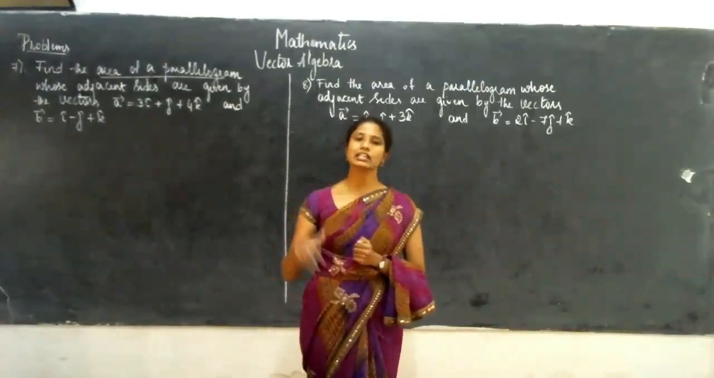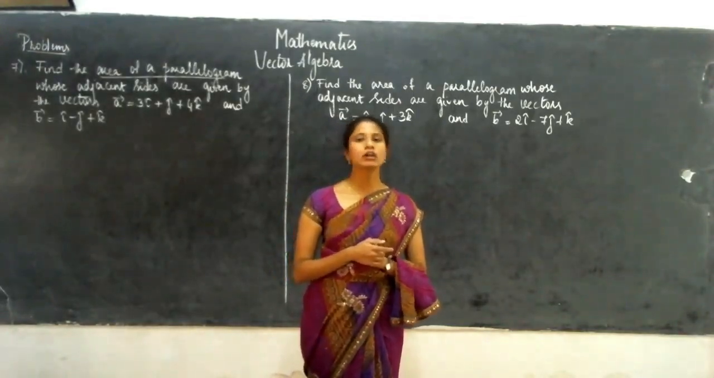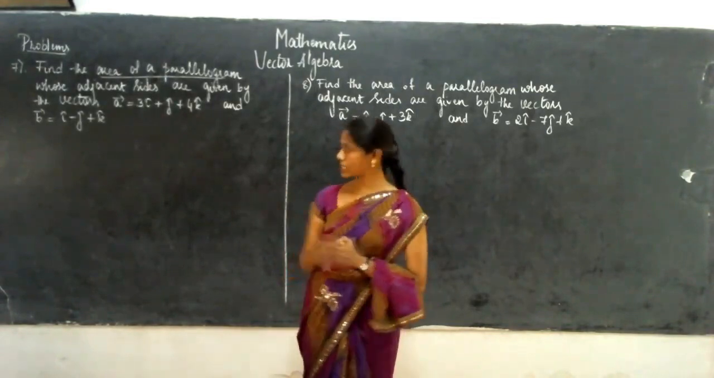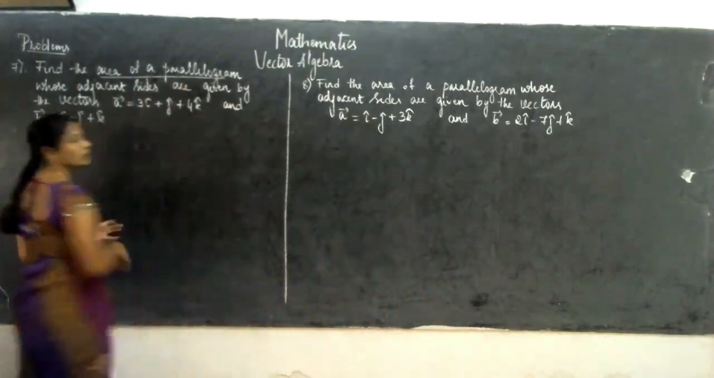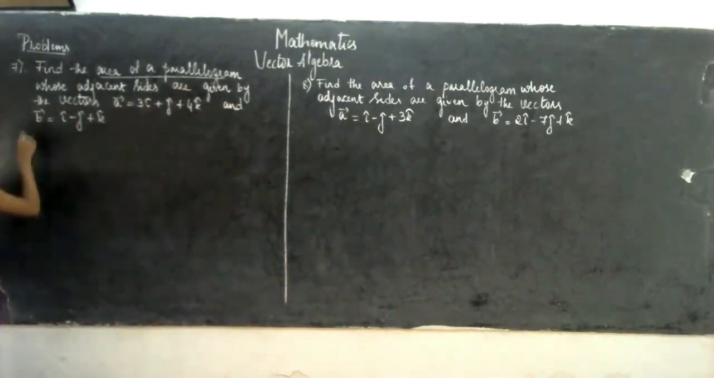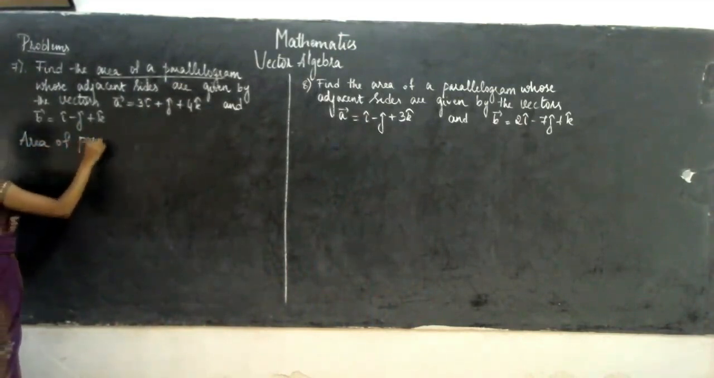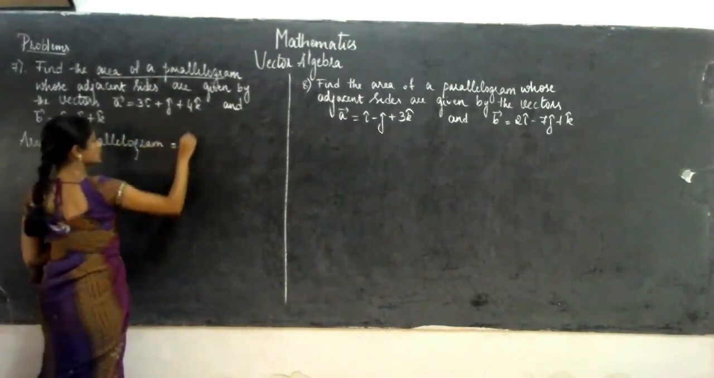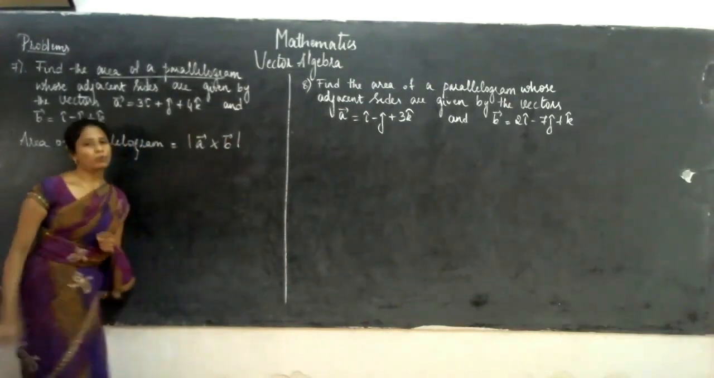In today's class, let us continue the problems on the concept of vector product or cross product of two vectors. Let us start the problem where we need to find the area of a parallelogram. So we already know what is the area of a parallelogram. It is equal to the magnitude of vector A cross vector B.